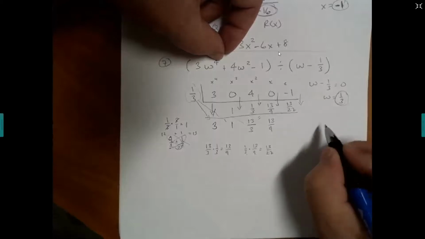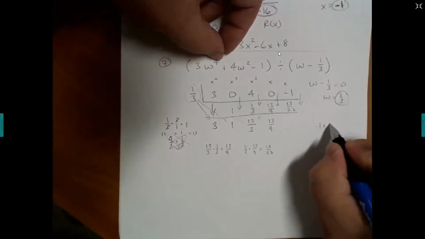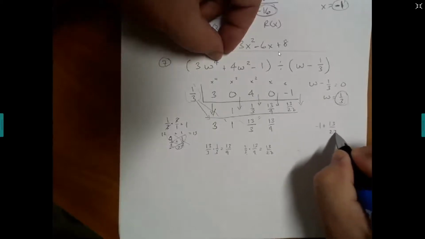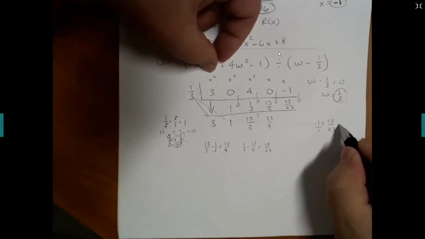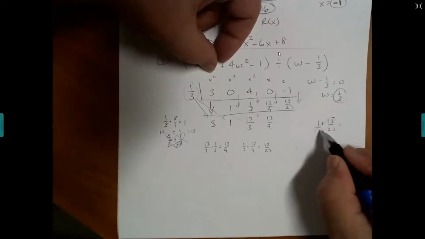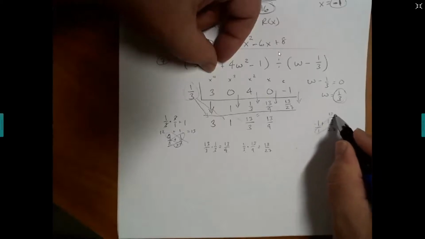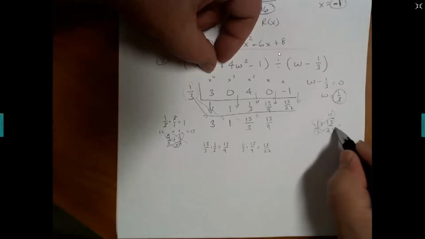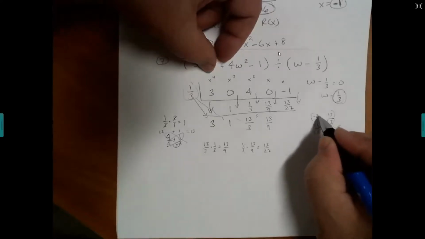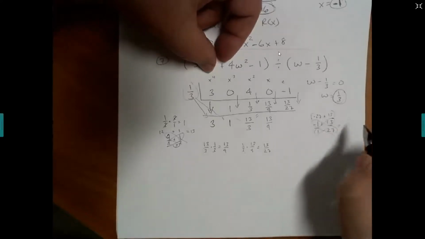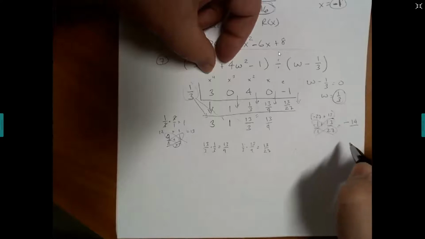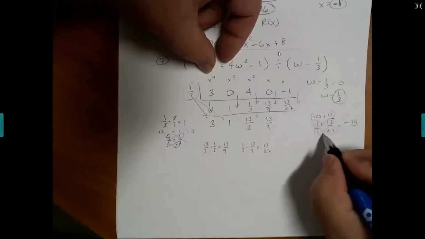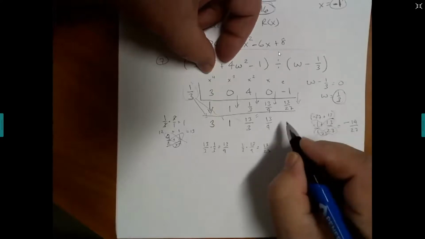And add. -1 plus 13 over 27. This is 1 over 1. 13 times 1 is 13. 27 times -1 is -27. So it's -27 plus 13 is -14, over 1 times 27. And there's your remainder.